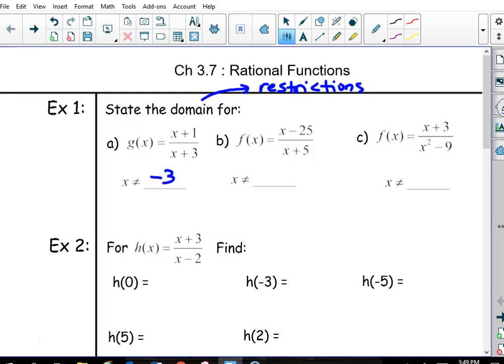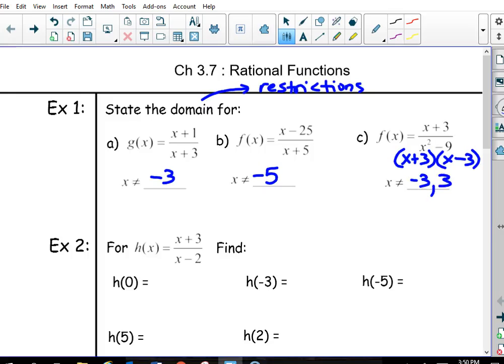Part B, even though if I factor the numerator, I'll get x plus 5, x minus 5, difference of two squares. One of those x plus 5s will cancel out, it still is a domain restriction. So it doesn't matter if we can factor out the denominator, it's still a domain restriction. So -5. And here we do need to factor the denominator in order to see the two values that will give us a divide by 0 problem. So -3 and +3.